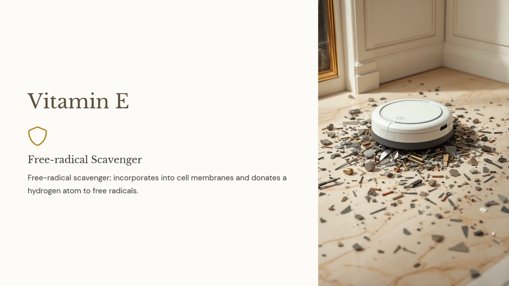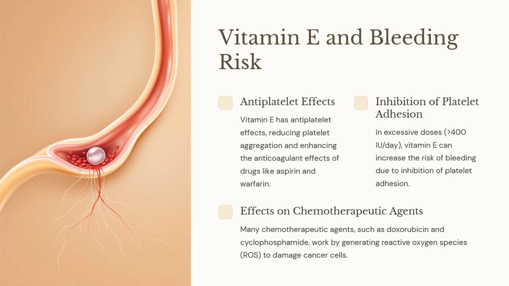It will incorporate into the cell membrane and donate a hydrogen atom to free radicals, thereby neutralizing them. Along with being a free radical scavenger, vitamin E has one more important effect, that is the antiplatelet effect. It will reduce platelet aggregation and can cause bleeding, and it can enhance the anticoagulant effects of drugs like aspirin and warfarin, because the main effect of aspirin and warfarin is that they are blood thinners, isn't it?